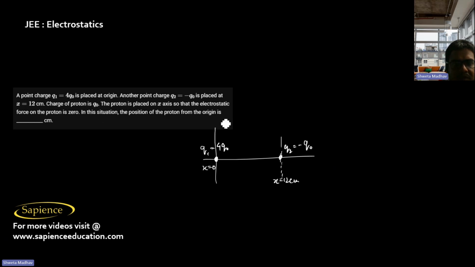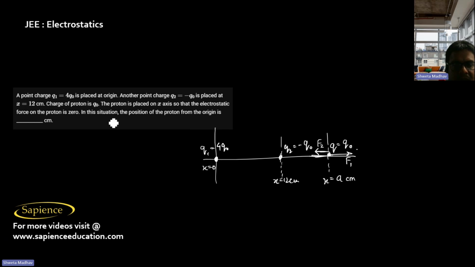The proton is placed on the x-axis so that the electrostatic force on the proton is 0. So it means the proton should be kept somewhere here, let's say at x equal to a centimeter, the charge q is placed, q is equal to q naught. So then the net electrostatic force should be 0, since this will be the force F2 and this will be F1. F1 is the force which is exerted on Q by Q1. And F2 is the force exerted by Q2 on Q. So here we will have the null point.